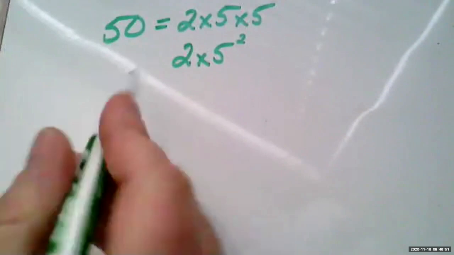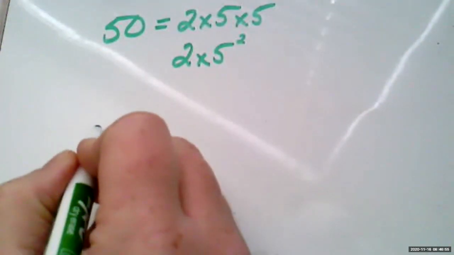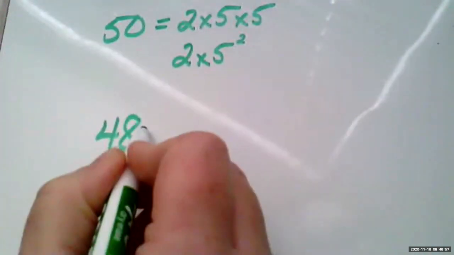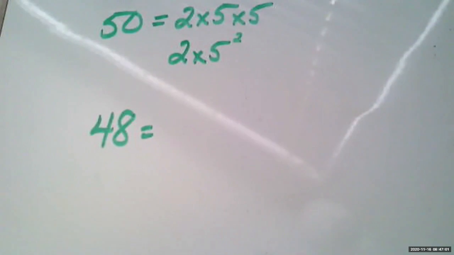All right, I'm just going to give you a couple more just to make sure. How about 48? Give me the prime factorization of 48. I'll leave that one up there. Prime factorization of 48, please.